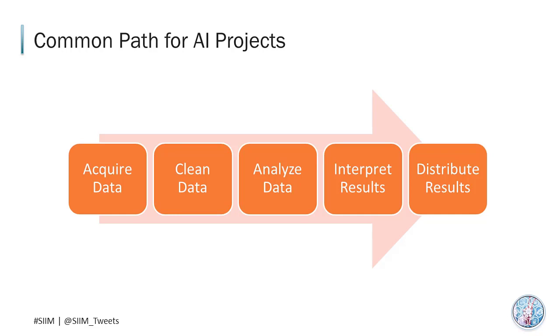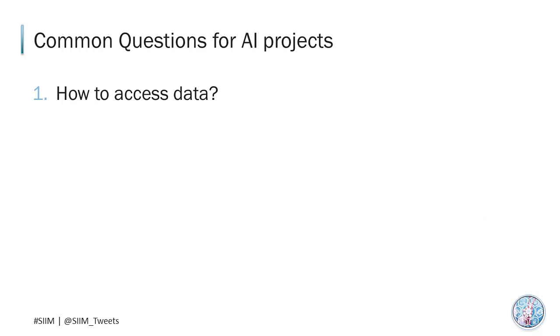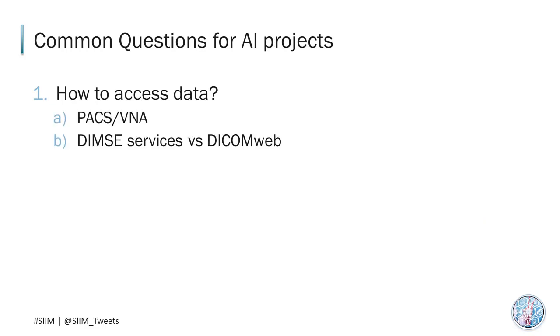So let's start at the beginning. How do I acquire these images? So if you're analyzing data from a live system, then most likely you're going to get these DICOM objects from the PACS, or Picture Archiving and Communication System, or the VNA, or Vendor Neutral Archive.